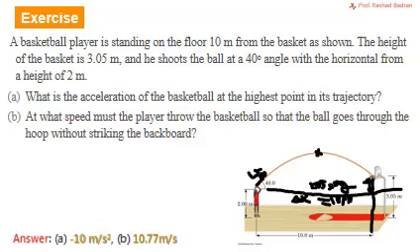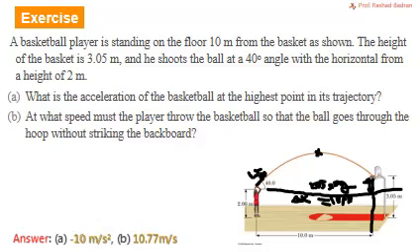Obviously, at the top of the trajectory, or the highest point, the acceleration is minus g, or minus 10 meters per second squared, as it is always like that in the whole path of the ball, because the only force acting on the ball is the force of gravity, and its acceleration is minus 10 meters per second squared. This is the answer for part A.